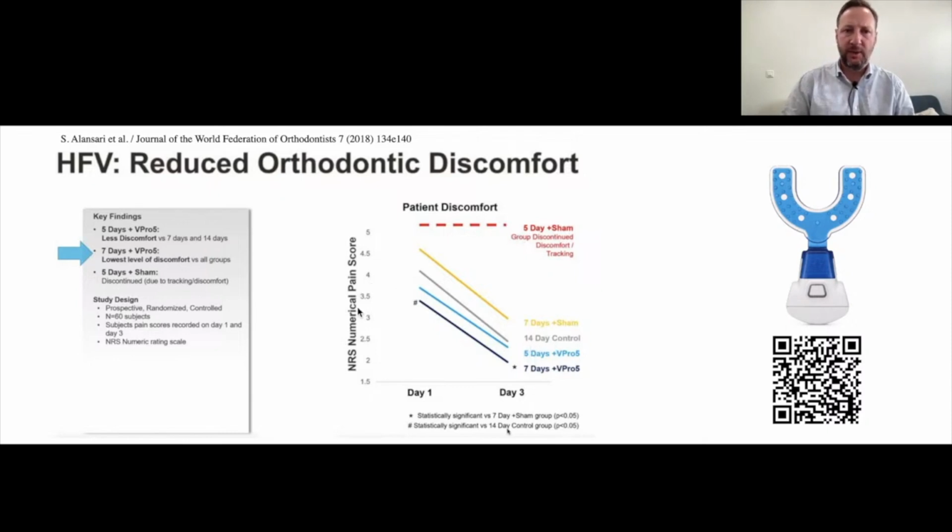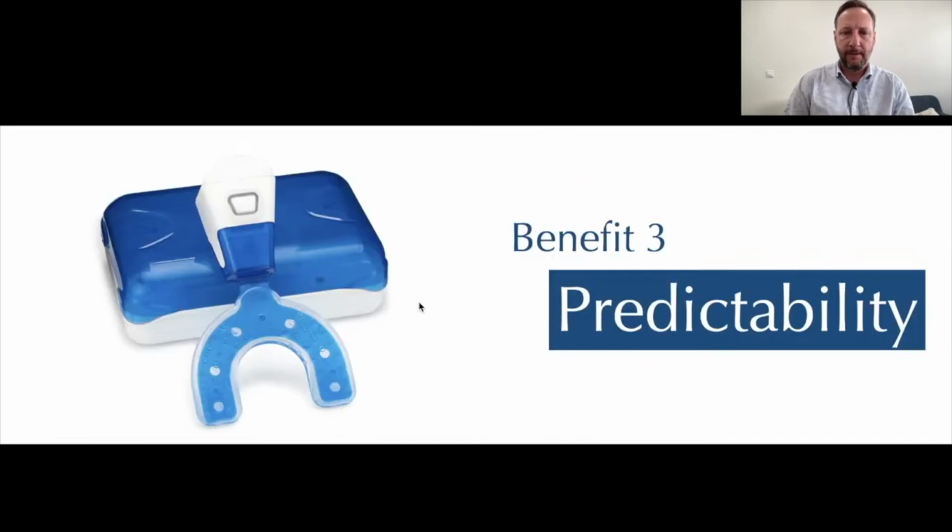In this numerical pain score, 5 is too much pain, and here is almost no pain at all. On the first day after we activate, the level of pain was very high in the group that changed in 7 days and also in the group that changed in 14 days without any high frequency vibration. The group that changed in 5 days had a reduced level of discomfort compared to the 7 days and 14 days groups. And also the 7 days group was the most comfortable one.